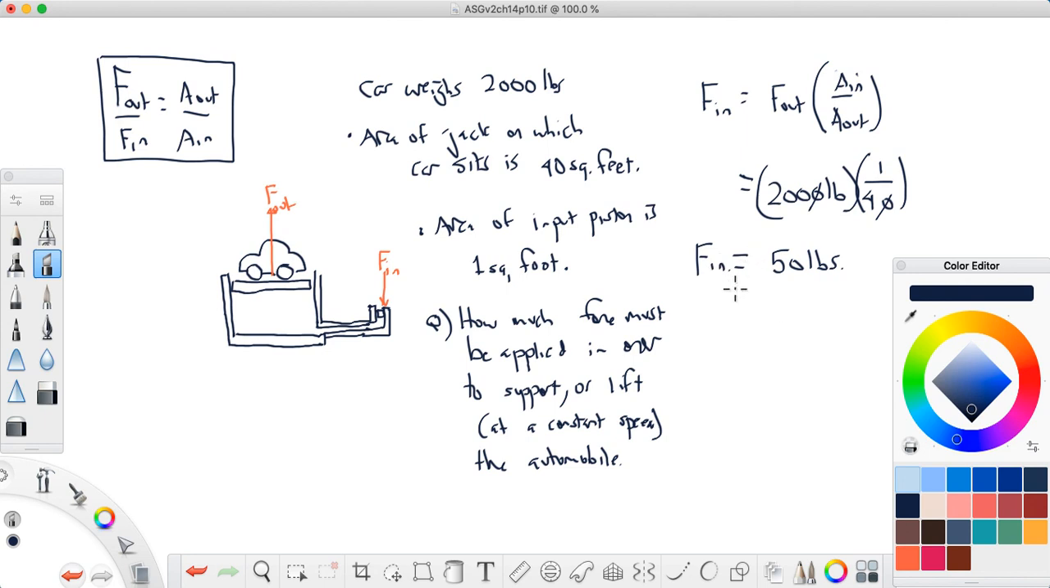So this is an example of how one would use Pascal's principle to solve a practical problem.